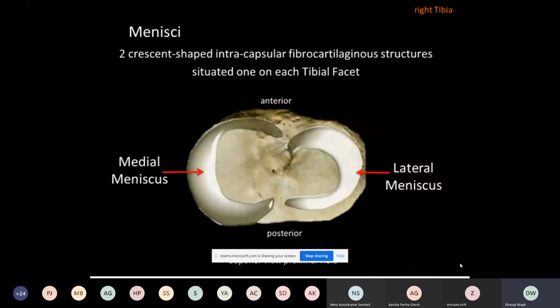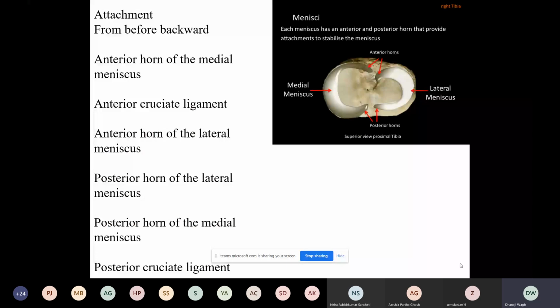The attachments from front to back are: anterior horn of the medial meniscus, anterior cruciate ligament, anterior horn of the lateral meniscus, posterior horn of the lateral meniscus, posterior horn of the medial meniscus, and posterior cruciate ligament. You have to remember and be able to recite all these attachments. This is very important for viva. The menisci are wedge-shaped in cross-section, and they widen and deepen the tibial articular surface that receives the femoral condyles.